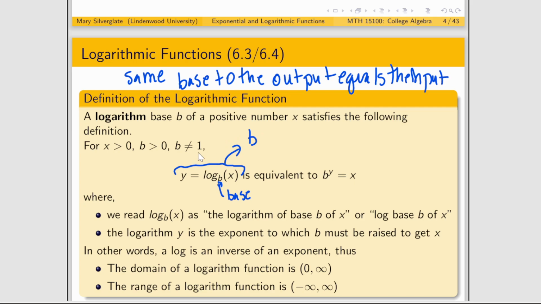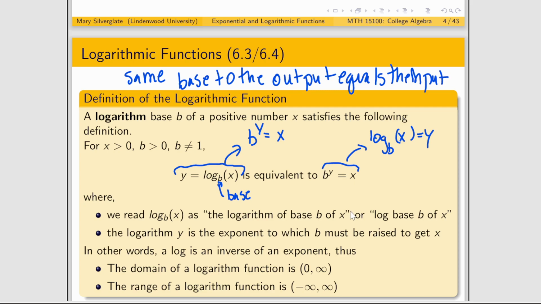To the output, in this case my output is y because it's on the other side of the equal sign, equals the input x. That's exactly what we got here. And it works the other way around. Let's say I was given this and I wanted to rewrite it as a log. Then I would do log of the same base b of the output, in this case the output is labeled as x, is equal to the input, in this case labeled as y.